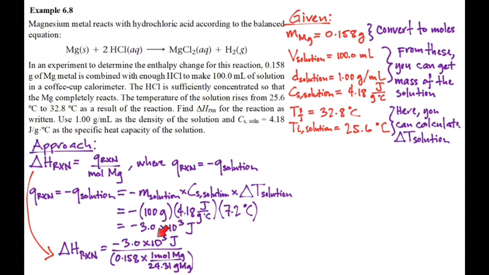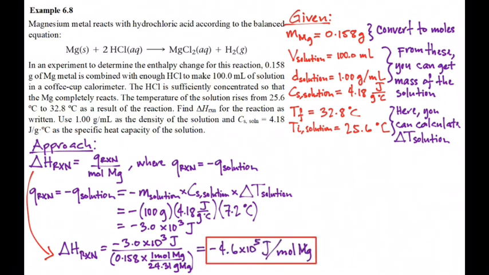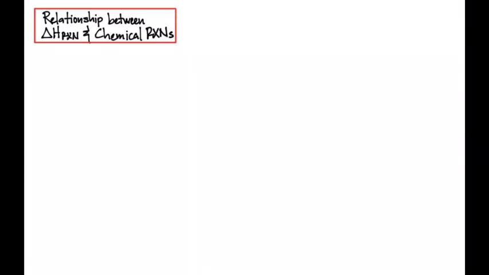All right, so dividing 0.158 by the molar mass, 24.31 grams, and then dividing the heat by the result gives us negative 4.6 times 10 to the fifth power joules per mole of magnesium. Or if you want to convert this to kilojoules, that would be negative 4.6 times 10 to the second power kilojoules per mole magnesium.